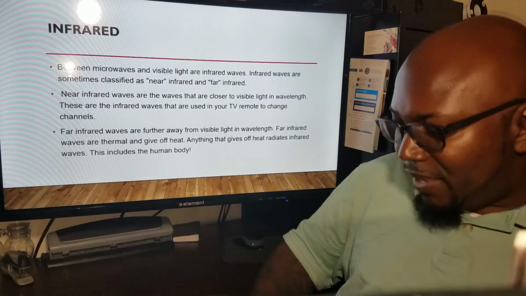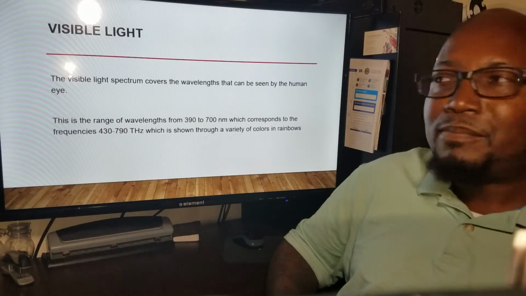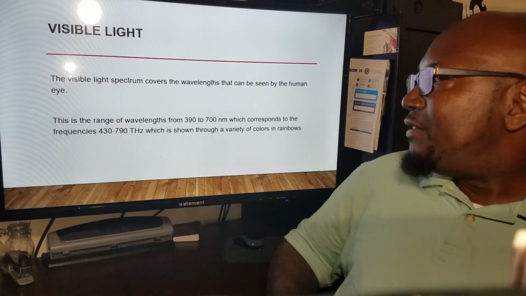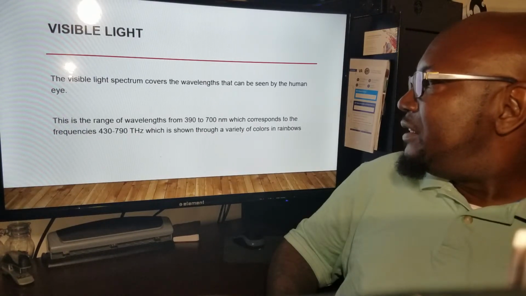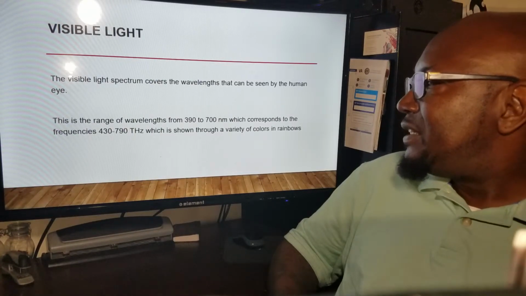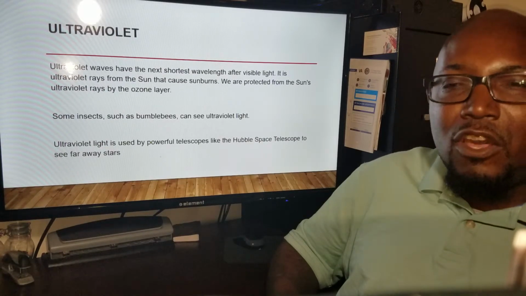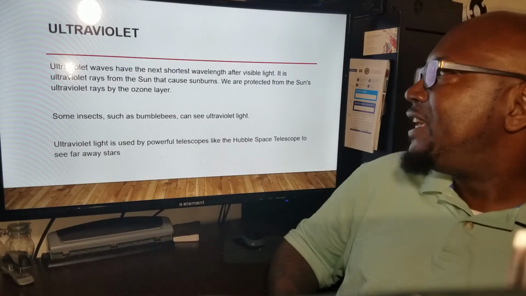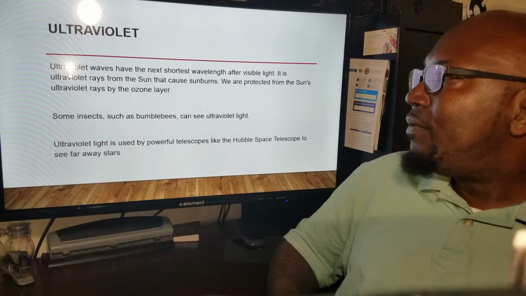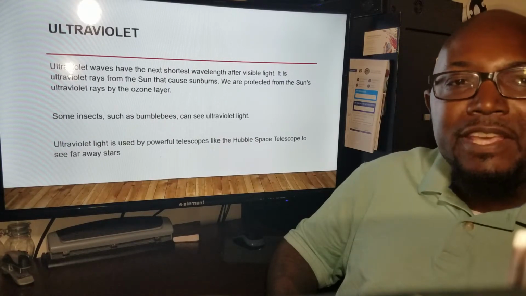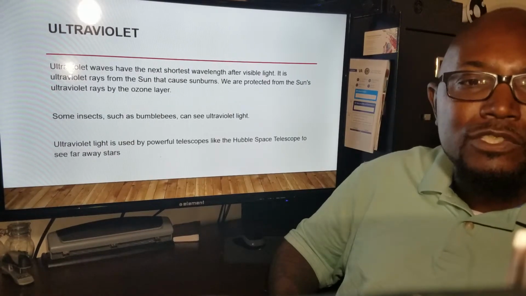After the infrared, you have the visible light, which is the most important of all wavelengths. It can be seen with the human eye. This range of wavelengths is from 390 to 700 nanometers, which corresponds to the frequencies. Then there's the ultraviolet. Ultraviolet has the next shortest wavelength after visible light. Ultraviolet rays from the sun can cause sunburn and cancer, and we're protected from the ultraviolet through the ozone layer.